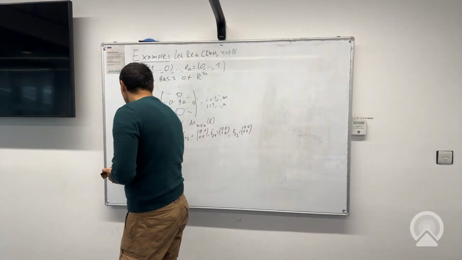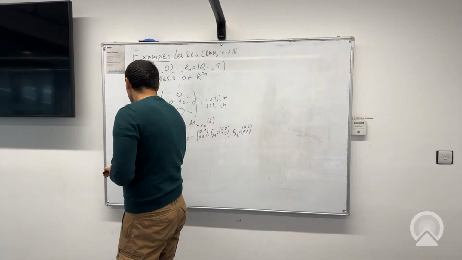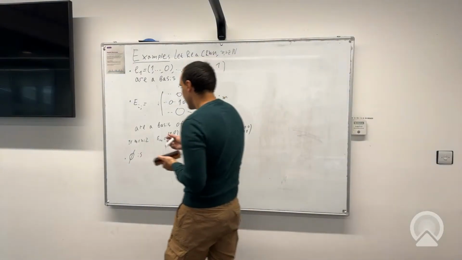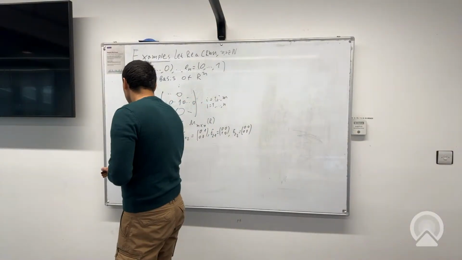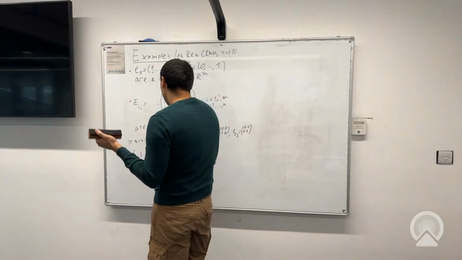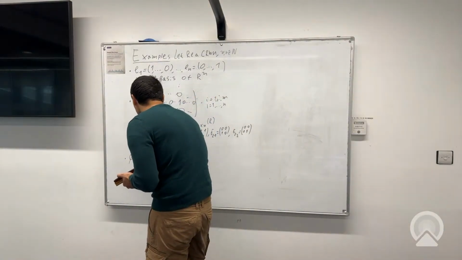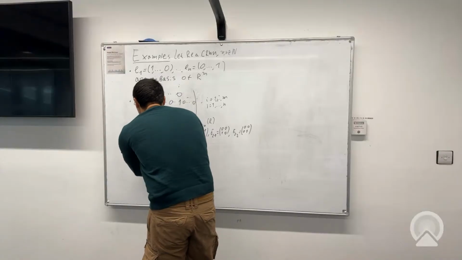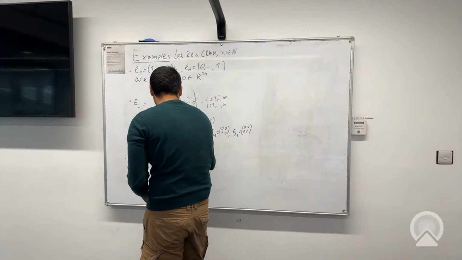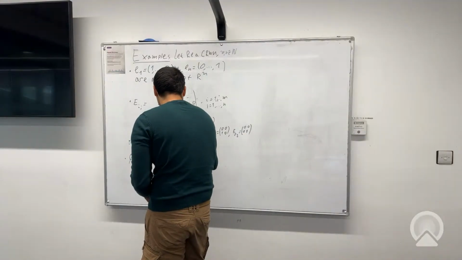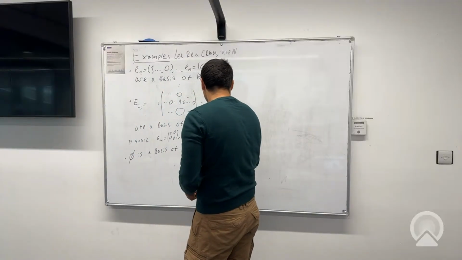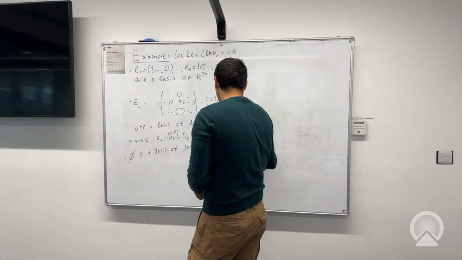The empty set is a basis for the zero vector space, because it's a zero dimensional space.